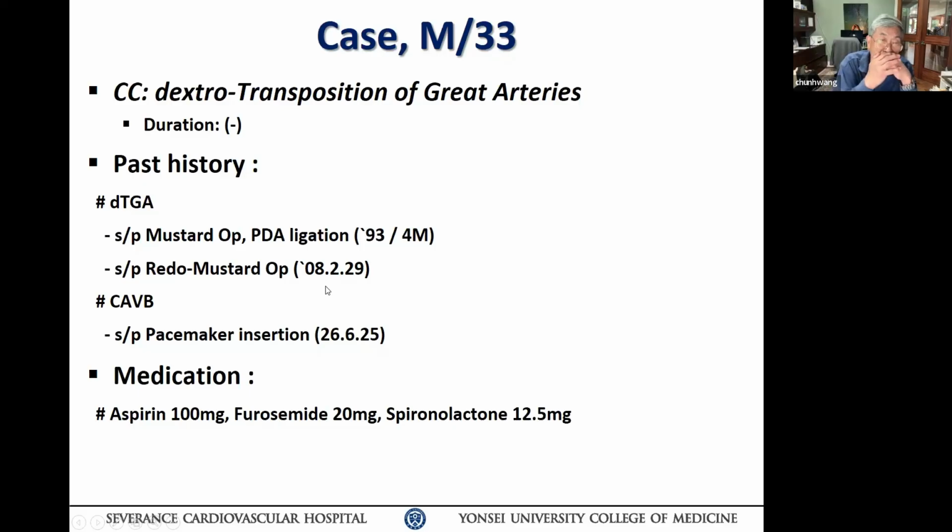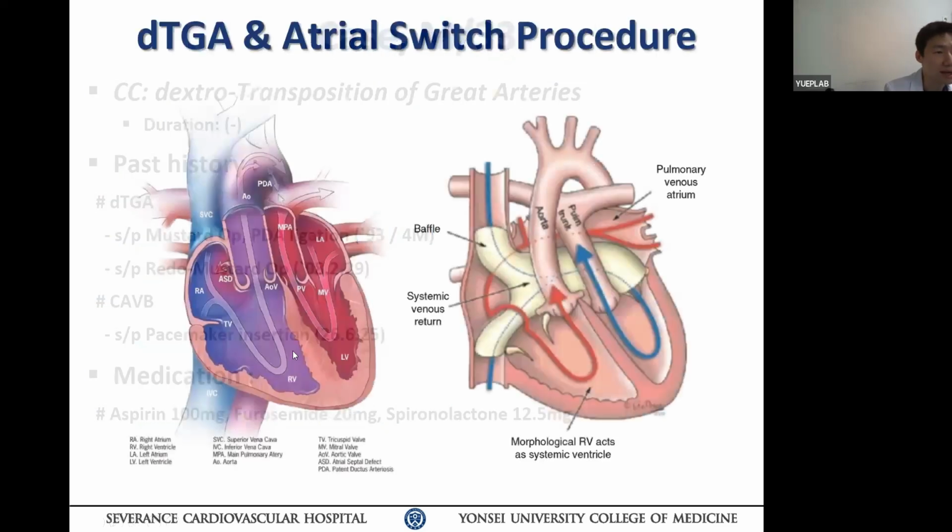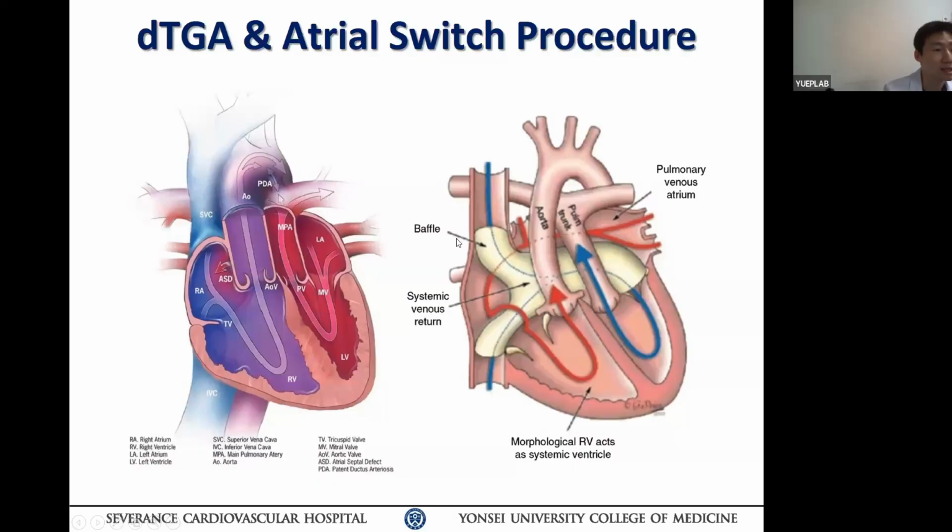He was about 15 years old at the time of the ECG, and he had a pacemaker inserted due to complete AV block a few weeks ago. I presented this at last week's conference, so I will go over it shortly here. This is D-TGA: the RA goes to the RV, which goes to the aorta, the systemic circulation, and the LA goes to the LV, which goes to the pulmonary artery.